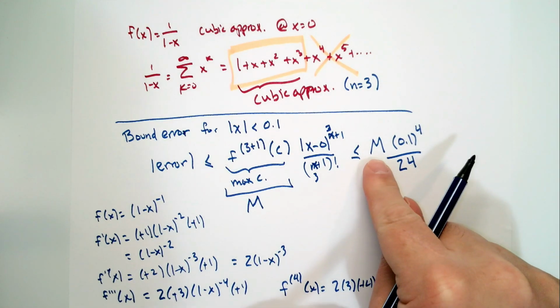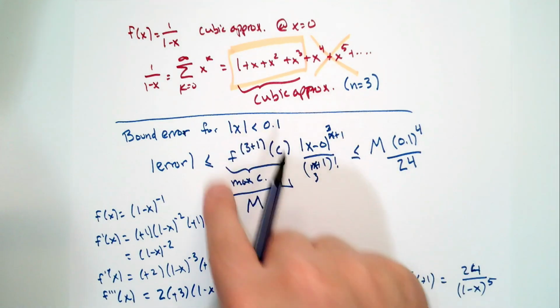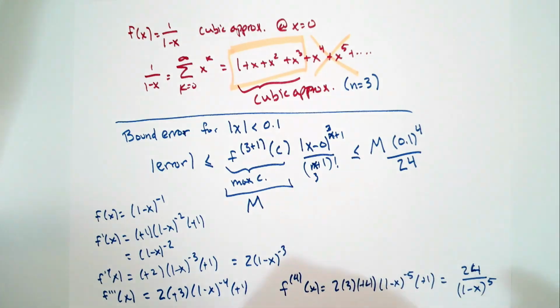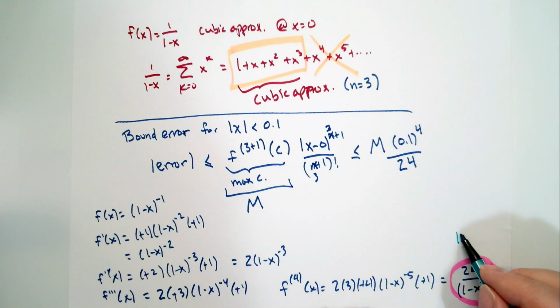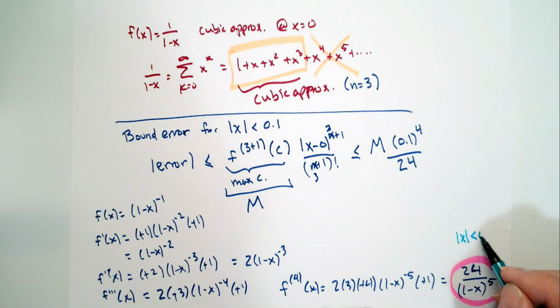Remember, my m is about what's the worst case scenario for this derivative. So I want to look at this expression, 24 over 1 minus x to the 5th, and I asked myself the question, what's the worst thing that could happen? In other words, I want to remember that given that the size of x is small, so it's within 0.1, what's the worst? Now we have to think about it.